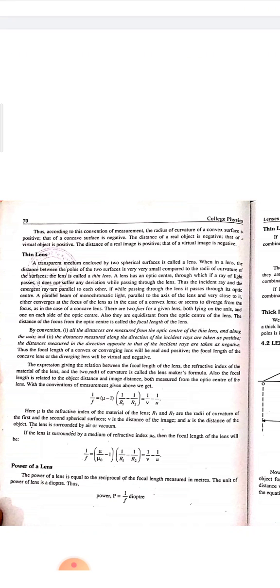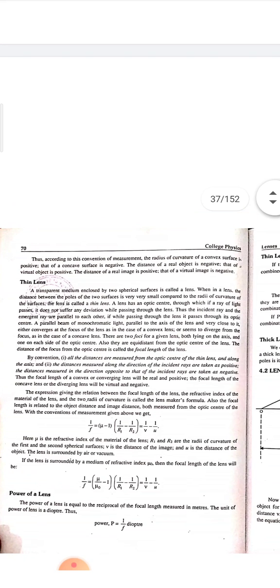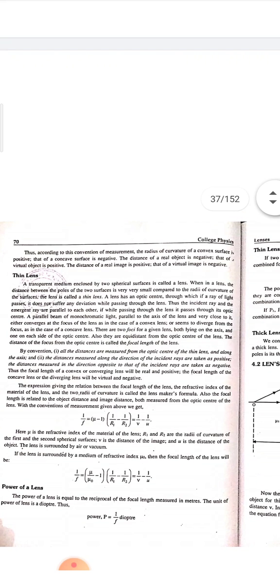As per the convention of measurements, that may come for the MCQs: the radius of curvature of a convex surface is positive, whereas the radius of curvature of a concave surface is negative. The distance of a real object is negative, that of a virtual object is positive. That again may come for the MCQ. The distance of a real image is positive and that of a virtual image is negative. That again may come for the MCQs.